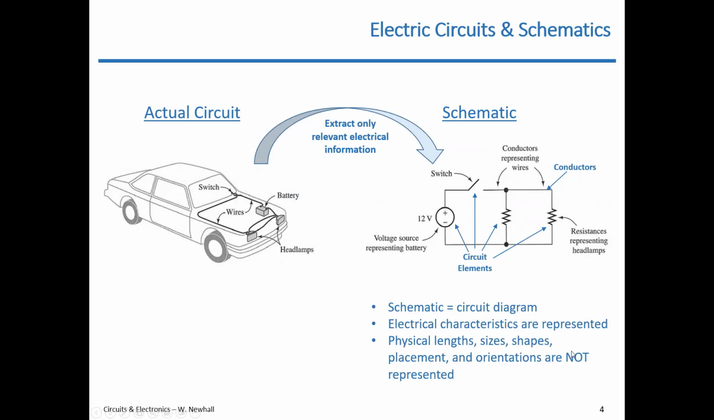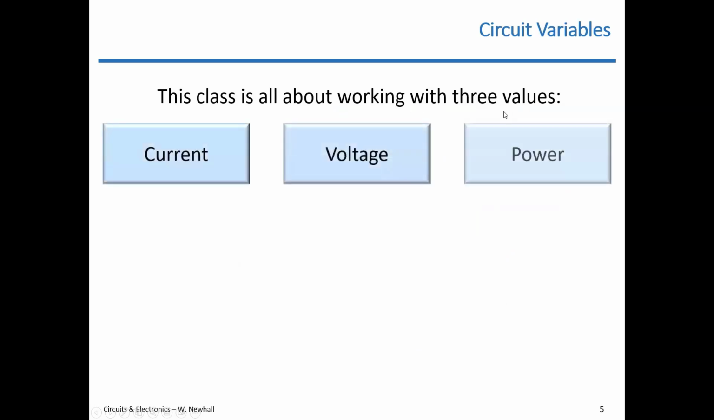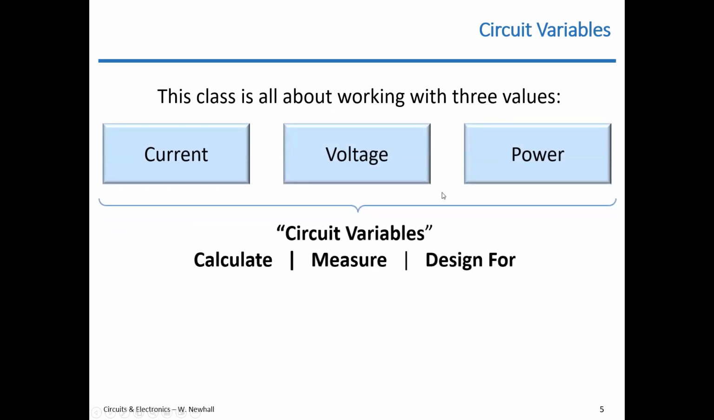So we're going to look at a lot of these. And in these schematics, we're going to be calculating values of circuit variables. So this class is all about working with three values: current, voltage, and power. And so whenever I say, let's calculate the circuit variables for a circuit, this is what we're talking about: calculating current, voltage, power, measuring current, voltage, power, or designing in lab for current, voltage, power to achieve some practical application.